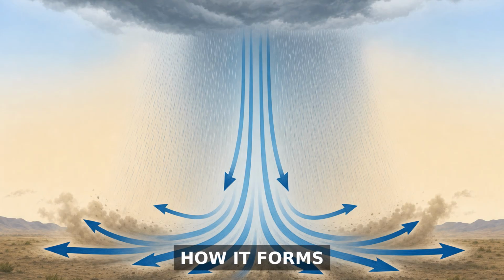Inside a storm, rain and hail fall through dry air. Evaporation cools the air, making it dense and heavy. That cold air plunges downward at tremendous speed. When it slams into the ground, it has nowhere to go but outward, spreading violently in every direction.